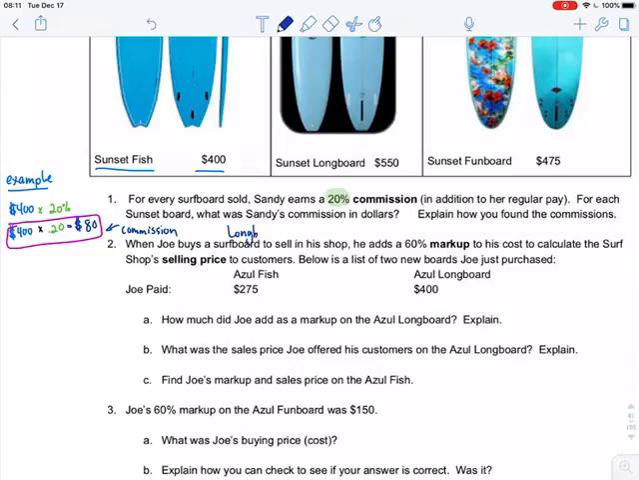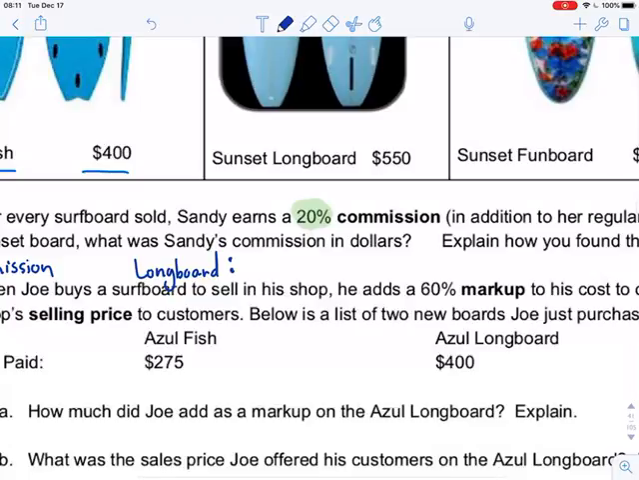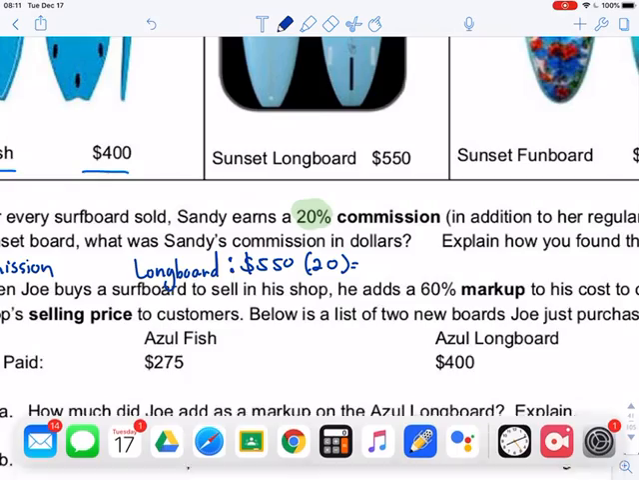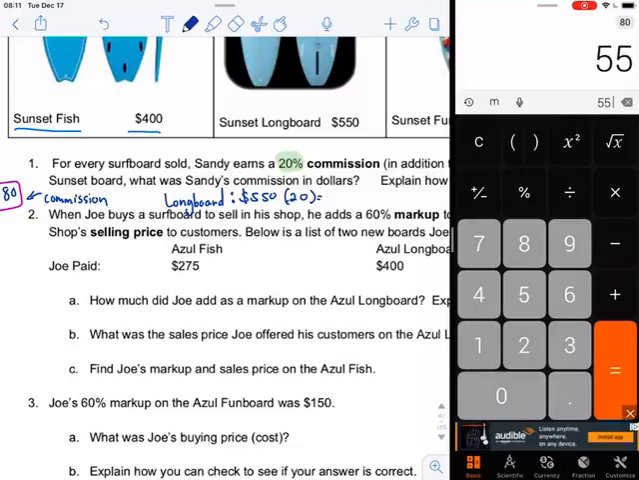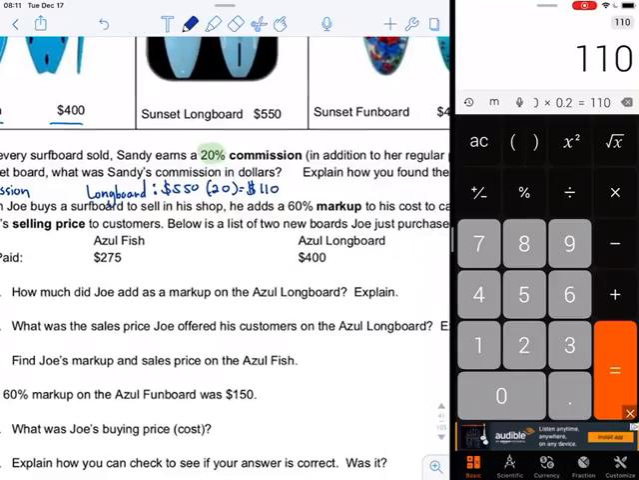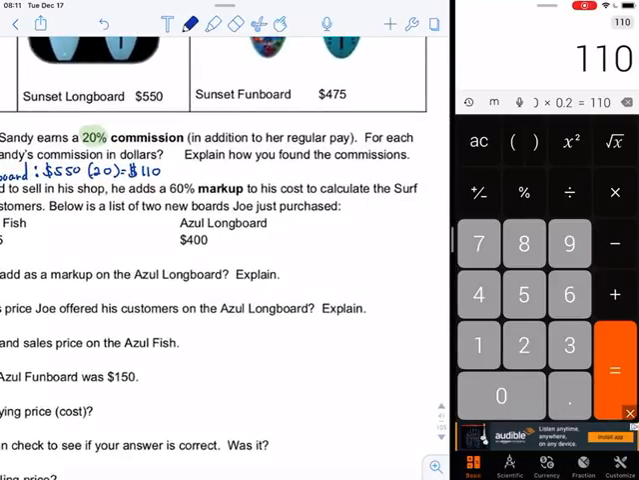I'm going to put longboard here, and the longboard is going to be $550 times 20%, 0.20. That's 220. So 10% is $55, $110, I believe. Let's double check. 550 times 0.2. She makes $110 commission for every longboard sold, and for every funboard.